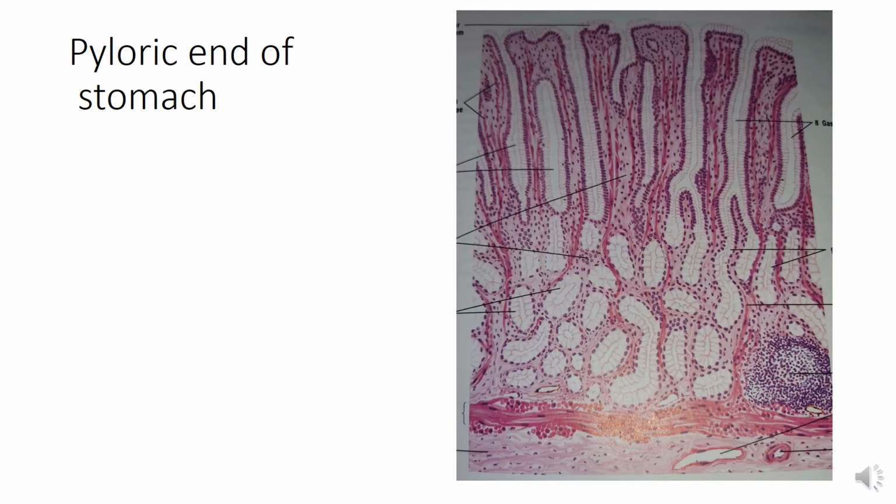Now the pyloric end of the stomach. Pyloric end, again you can divide into mucosa, submucosa, number 3 is muscularis externa, and number 4 is serosa.